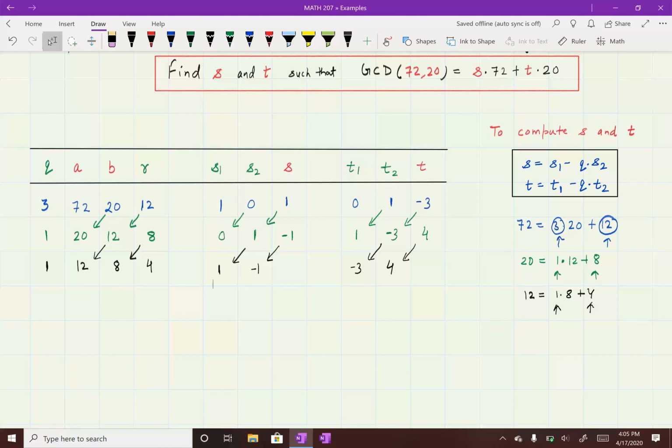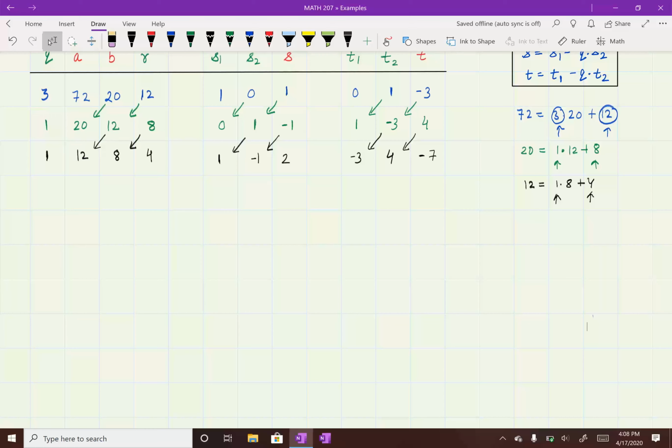Now using the values of q, s1 and s2, the new value of s is going to be equal to 2. And by using the values of q, t1 and t2 in this formula, the new value of t is going to be equal to minus 7. So this completes the third row of this table.